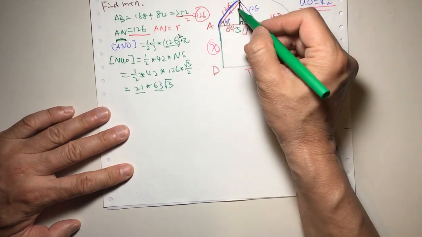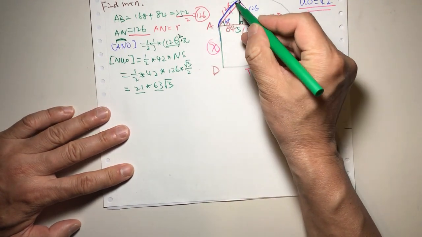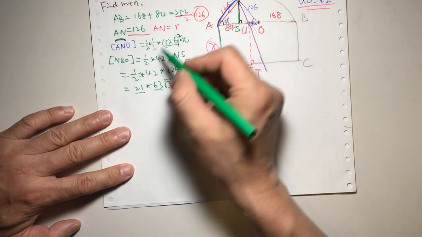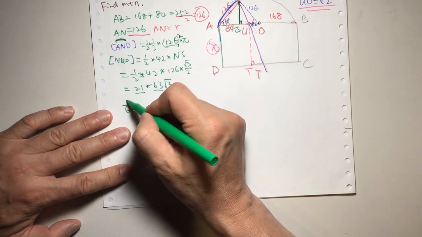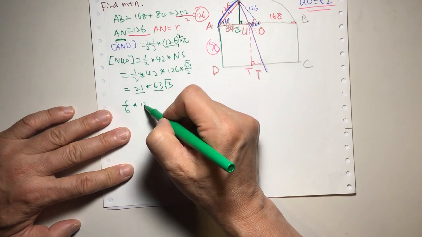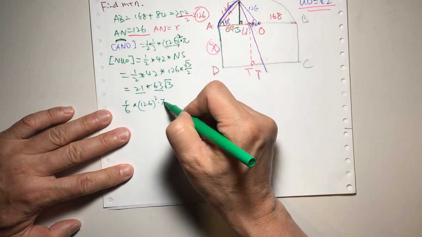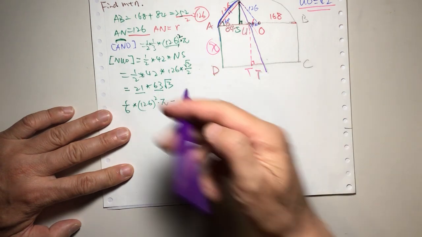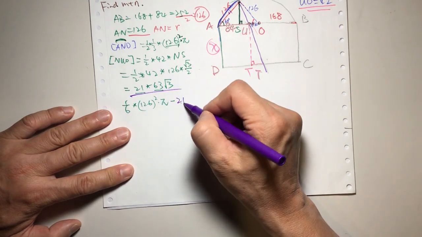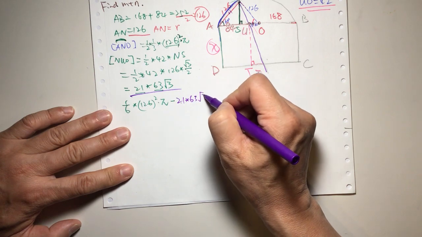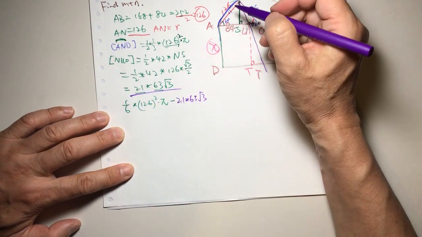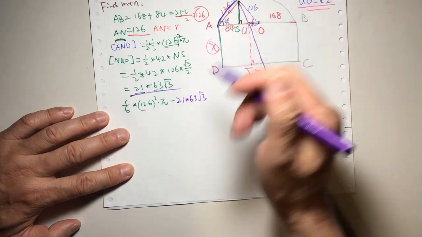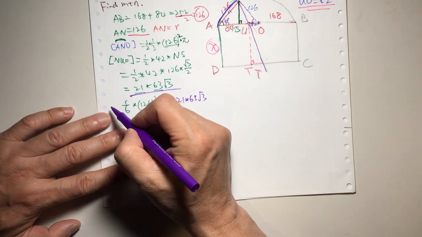Now we can find the area of this part. We can use 1/6 times 126 squared times pi minus this, right? 21 times 63 square root of 3. That's the area of this part, just inside the semicircle. Okay.